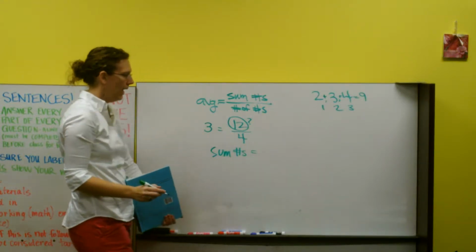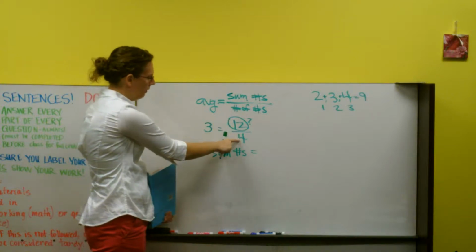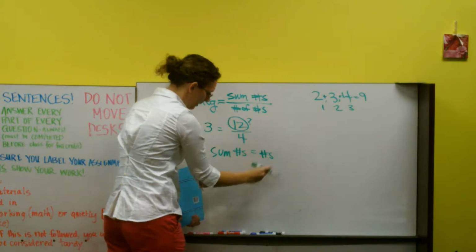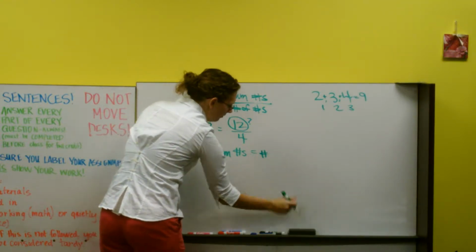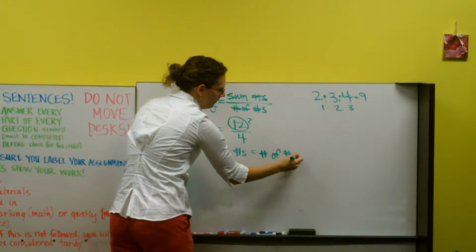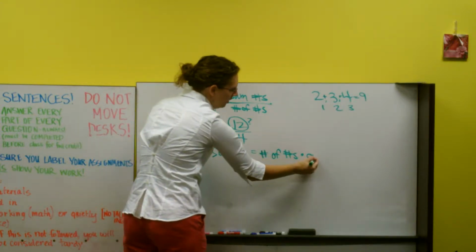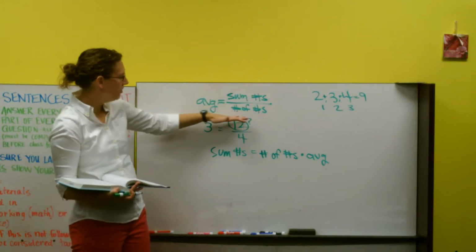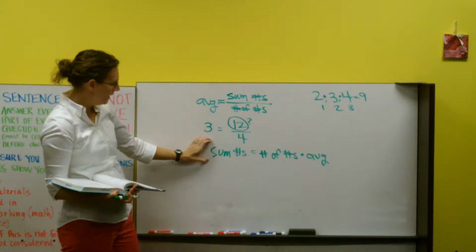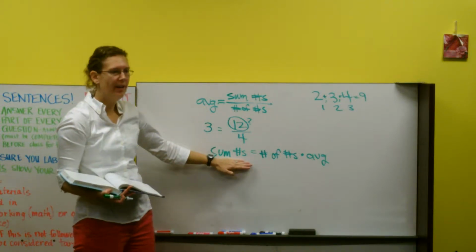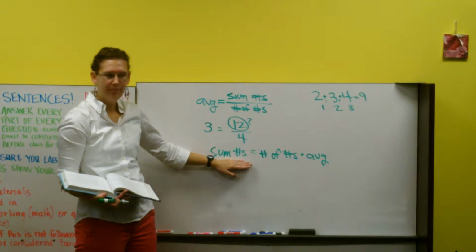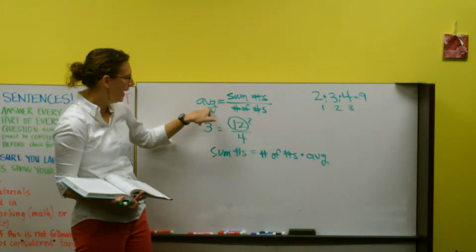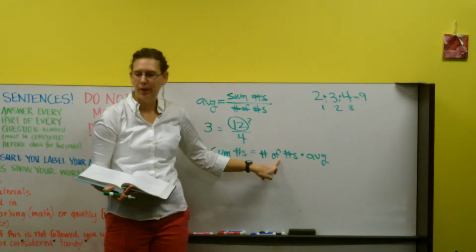What are we going to have to do? Mathematically speaking, how do we get to 12 with those two numbers? We've got to multiply. We're going to multiply the number of numbers by the average to get our sum of numbers. So that's rearranging this formula. This formula means the same as this formula, it's just got a different thing on the left side of the equal sign. So, something to keep in mind. Your sum of numbers you can solve by multiplying your average together with your number of numbers.